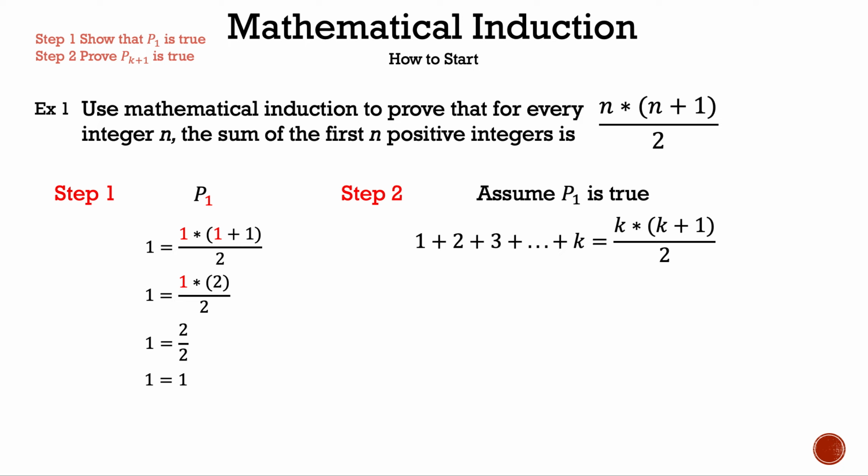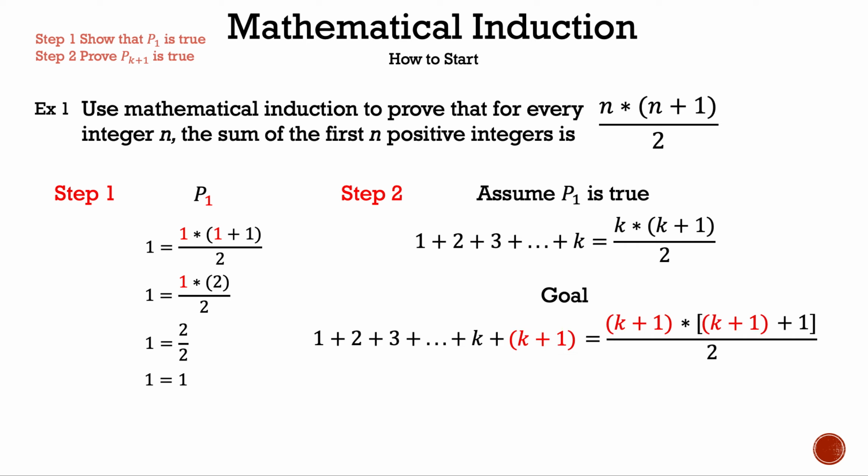Let's move on to step 2, where we assume p sub k is true. We've already substituted the k's into our statement, and now we have 1 plus 2 plus 3 plus dot dot dot plus k is equal to k times the quantity of k plus 1 divided by 2. Let's write down our goal so we know what we are trying to achieve. We want 1 plus 2 plus 3 plus dot dot dot plus k plus the quantity of k plus 1 is equal to the quantity of k plus 1 times the bracket of the quantity of k plus 1 plus 1 divided by 2.